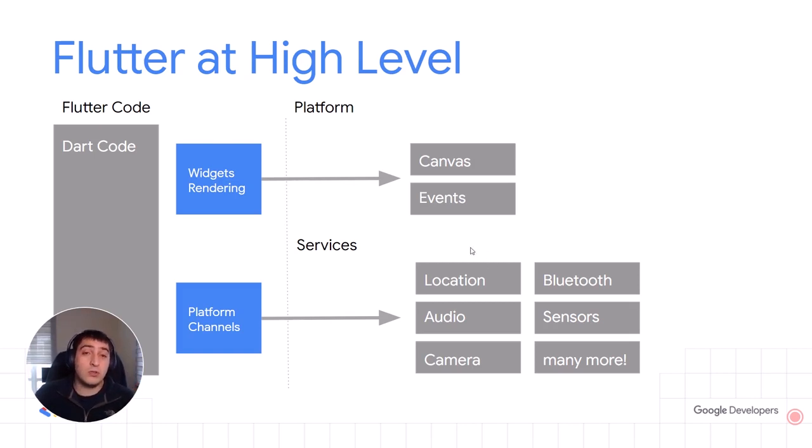Another funnel is called the services funnel. It uses device-specific technologies like location, audio, camera, Bluetooth, sensors, and many more. And for doing that, most of the time you don't have to write native code. You have packages to do so, but the communication happens via platform channels, which are logical binary channels that you basically send information through.